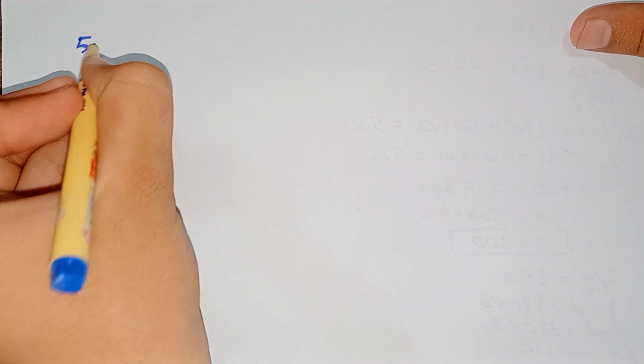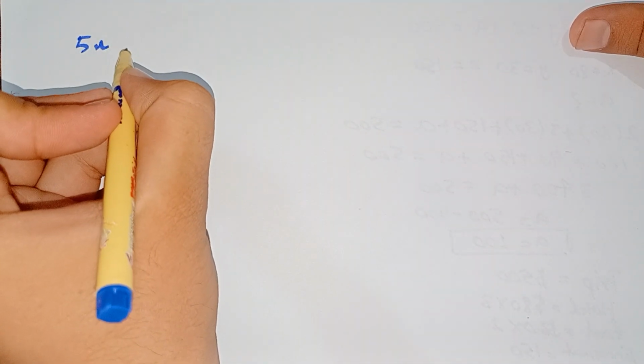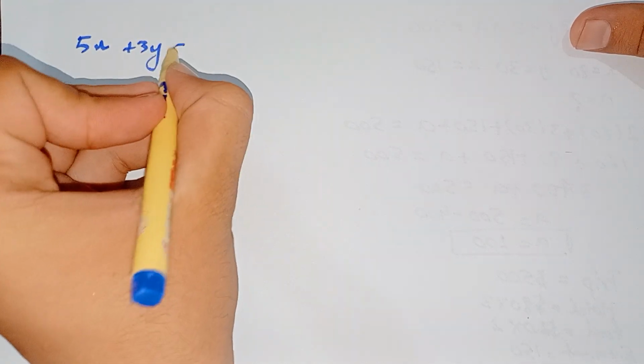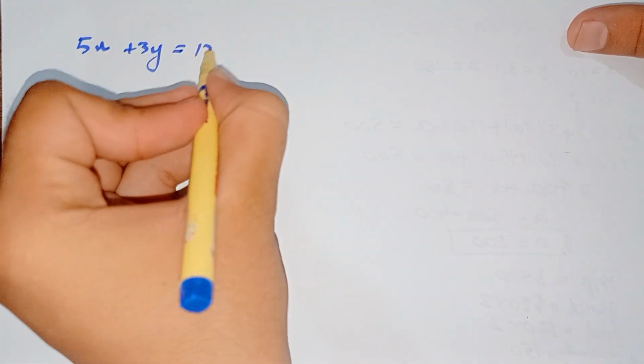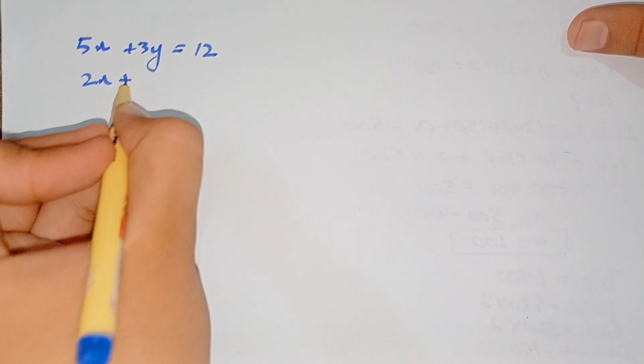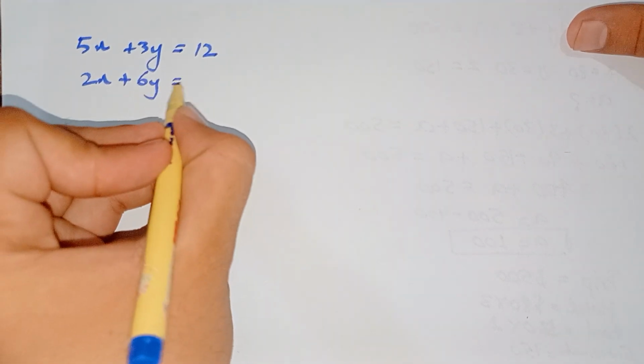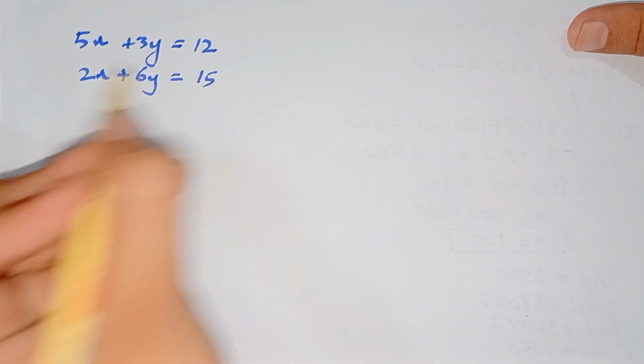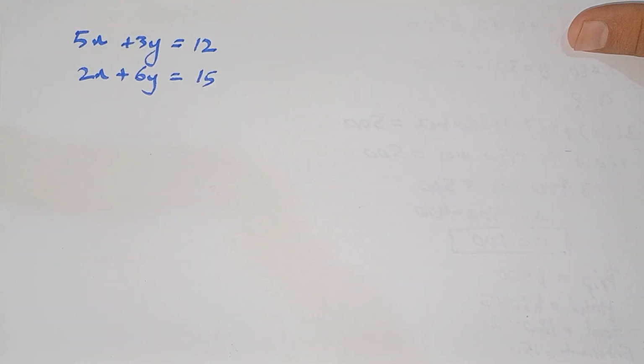Hi there. In this question, we have to solve a problem: 5x plus 3y is equal to 12, and 2x plus 6y is equal to 15. So you have to find the value of x and y.